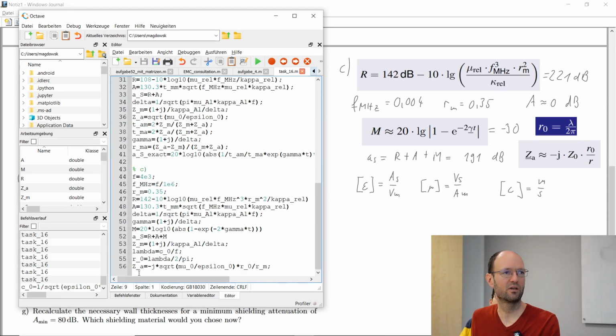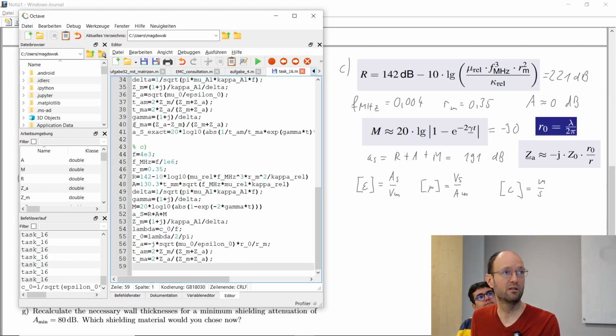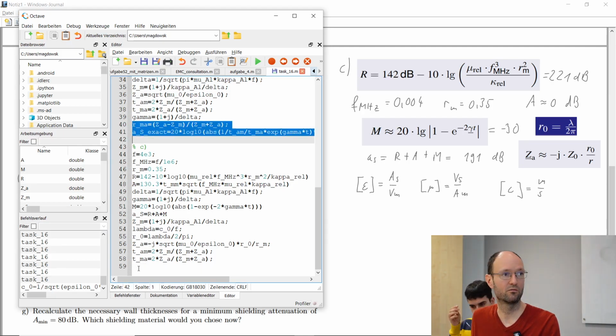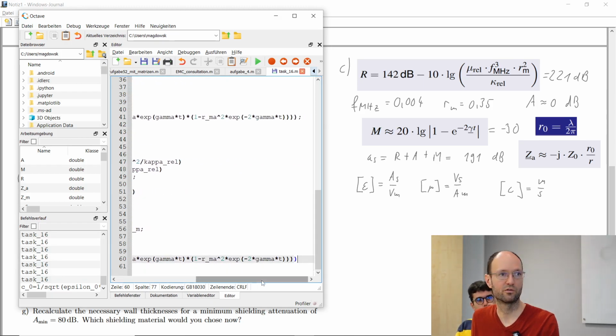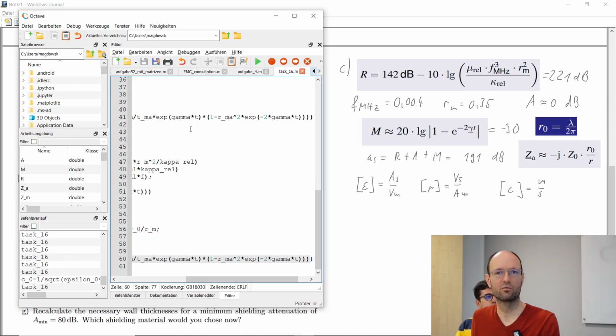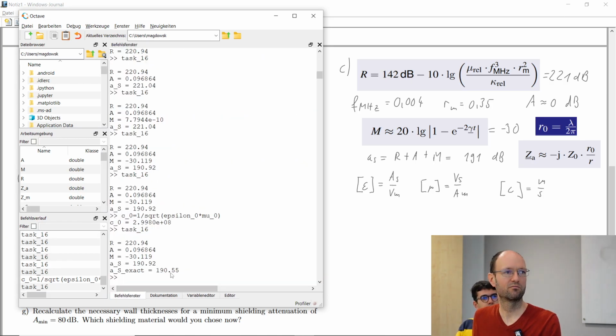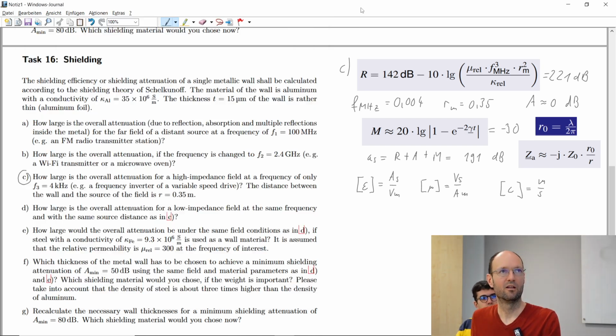From this we can calculate lambda here. From this we can calculate the wave impedance in air. And then we can recalculate the transmission coefficients. Gamma we have already. We can recalculate the reflection coefficient, and we can recalculate the total shielding efficiency. If we have done everything correct, which I hope, then we also get the very same value from our exact formula. So this also fits very well. Excellent. Then we can continue, and for this I will take red.